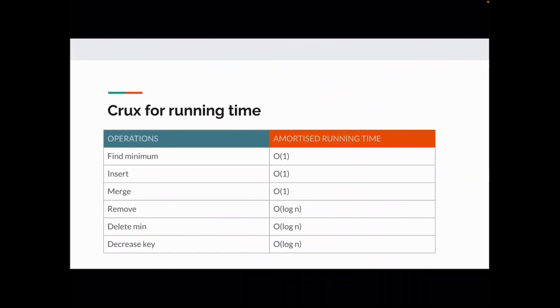So this is the amortized running time of the pairing heap operations, and this is the crux of the running time given. We see that find minimum, insert and merge have big O of 1 running time, whereas remove, delete minimum and decrease key have big O of log n time.